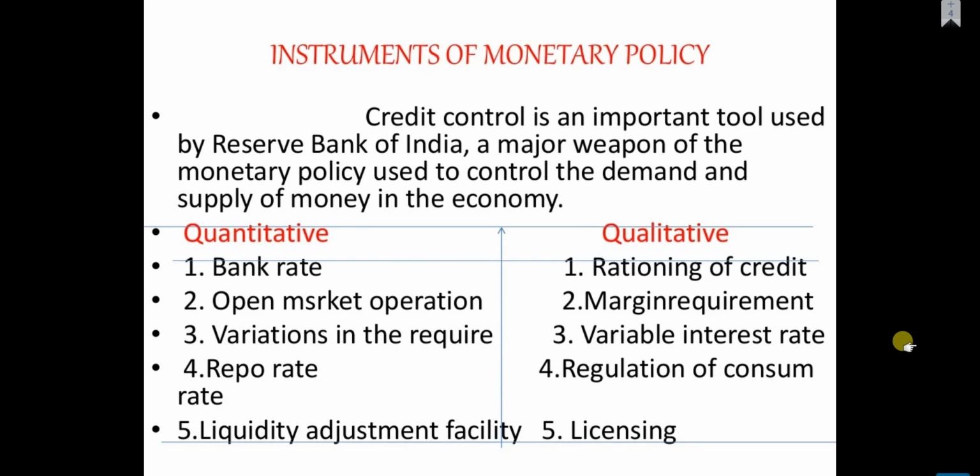As per the quantitative method, the quantitative instruments of monetary policy are: bank rate, open market operations, variation in required reserves, repo rate, then liquidity adjustment facility. On the qualitative side, we have rationing of credit, margin requirement, variable interest rate, regulation of consumer credit, and licensing. We will discuss all the quantitative and qualitative instruments now.